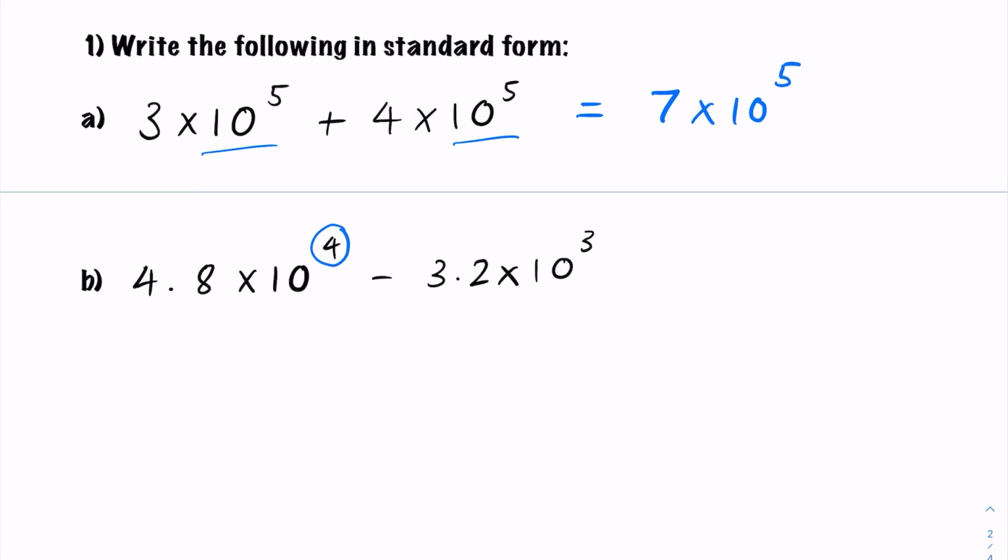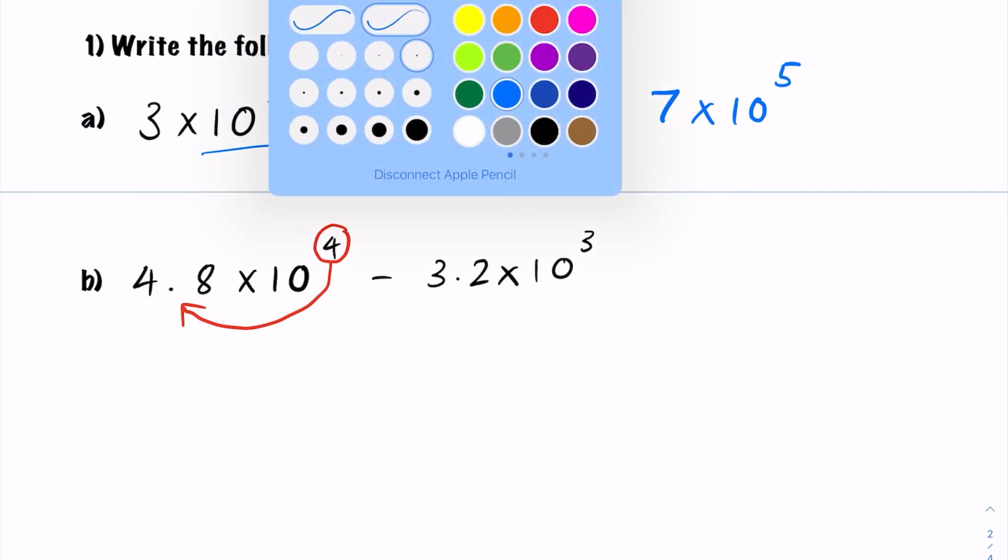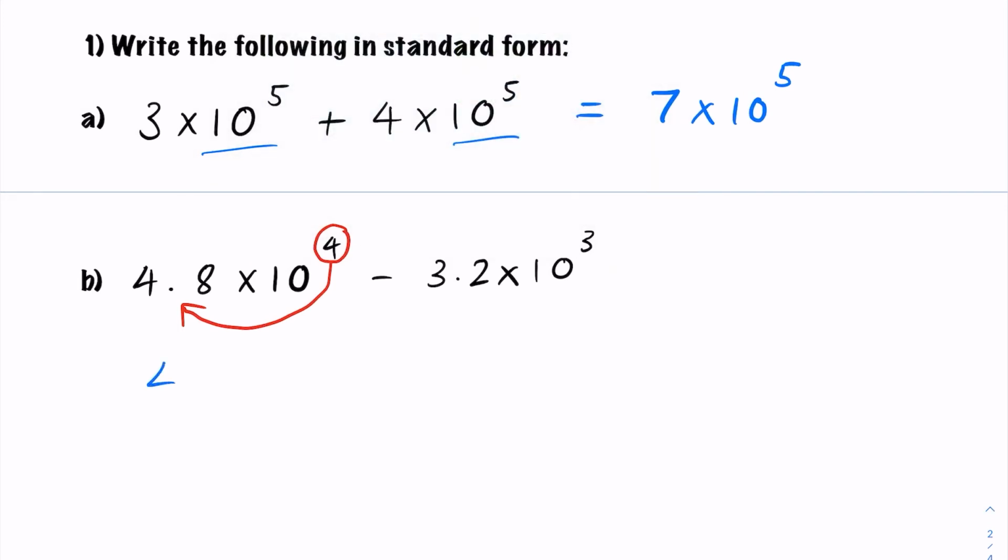And I'm going to break that down to a 3 so that it's going to match up. Now the way in which you do that is using a similar idea to what we were doing earlier. We take one of the 10s out of here and we merge it in with this number here. So we times that first number by 10. We borrow one of the 10s out of the 4 that we already have. We merge it in with 4.8, and that's going to give you 48 times 10 to the 3.